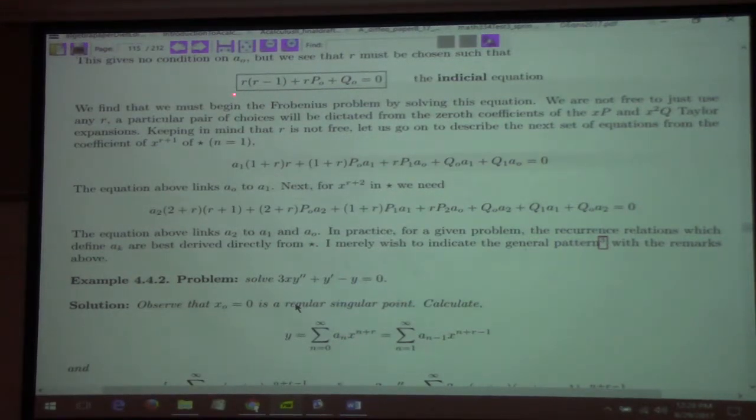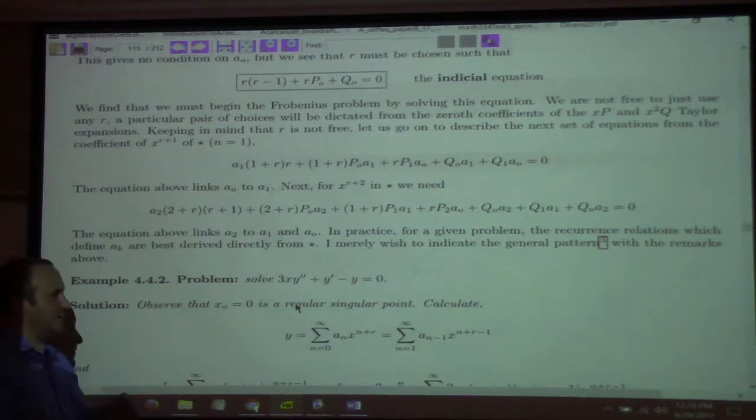So past the initial equation, if you looked at n equals 1, you get these terms. If you look at n equals 2, you get these terms. I don't actually use these equations. I'm just pointing out you would go that way. All right, so here's an actual problem. Let's look at an actual problem.